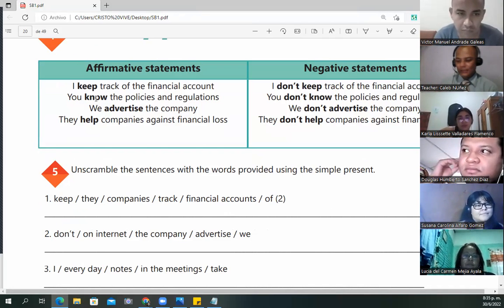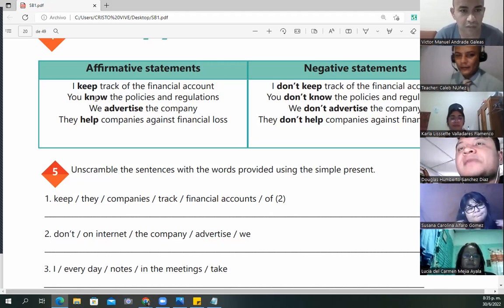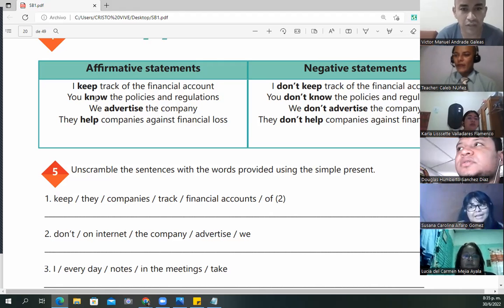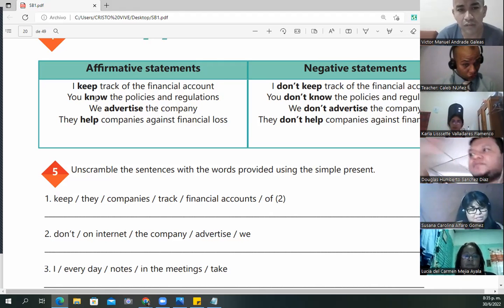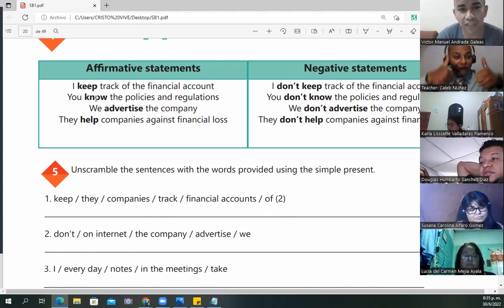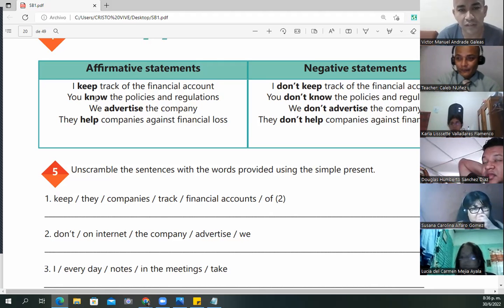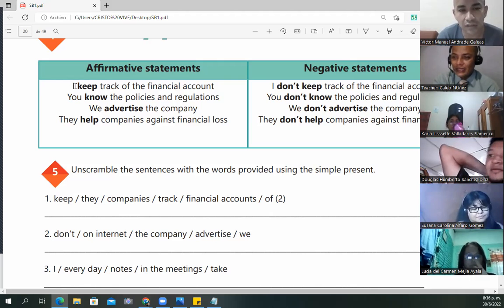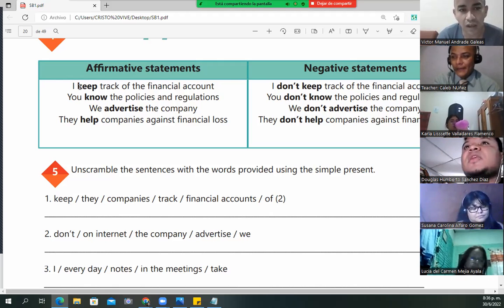Affirmative, la primera, vamos, la primera. I keep track of the financial account. Correct. That's affirmative. Fíjense. ¿Cuál es el subject? I. ¿Cuál es el verbo? Keep. Okay. El complement es todo lo demás, ¿verdad?